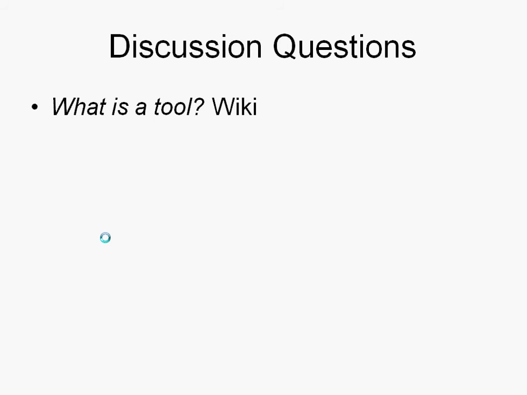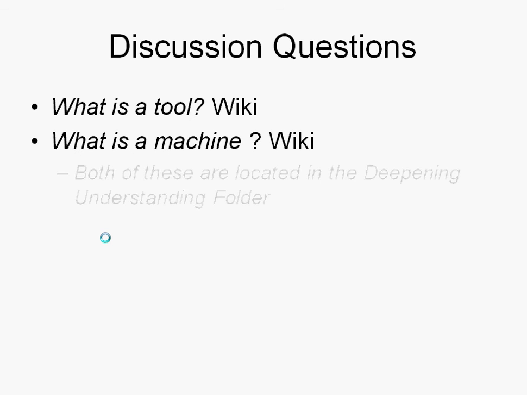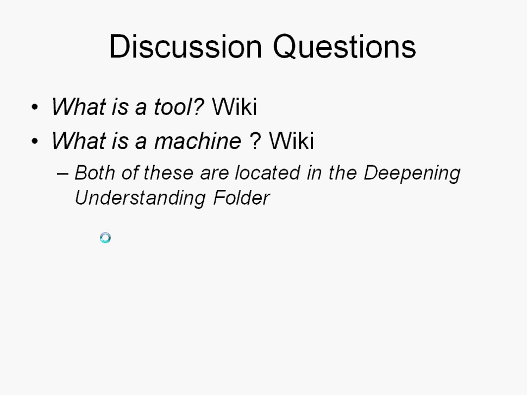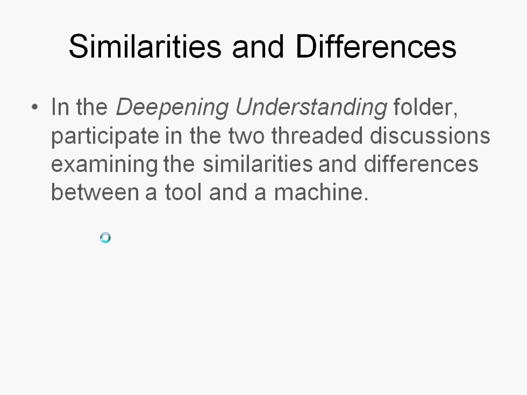If you look at some of the discussion questions, some of the assignments that relate to this short section, which was section 1 starting on page 9, we have two wikis set up. What is a tool and what is a machine? And all students are expected to go to those wikis and to complete that activity. They're both located in the Deepening Understanding folder in Week 1 Learning session. And then the Similarities and Differences activity in the Deepening Understanding folder. There are two threaded discussions where you're going to be asked to contribute and examine the similarities and differences between a tool and a machine.